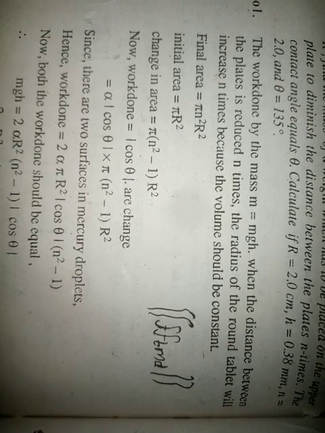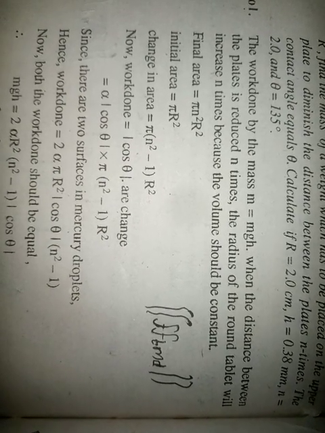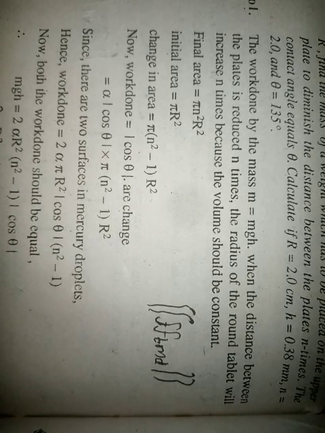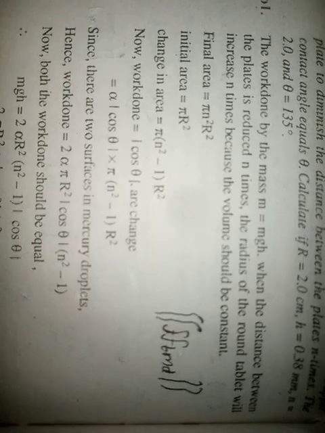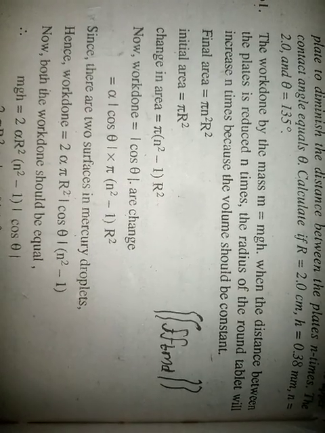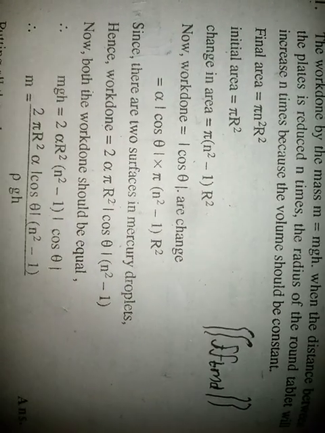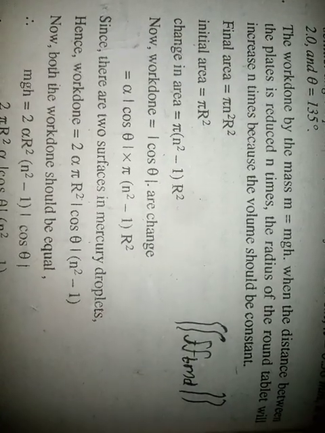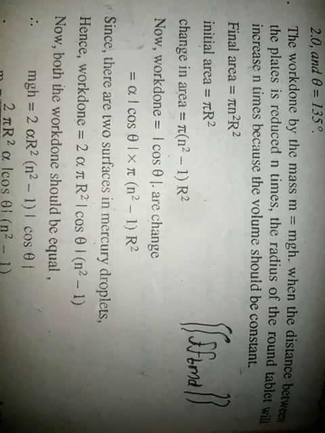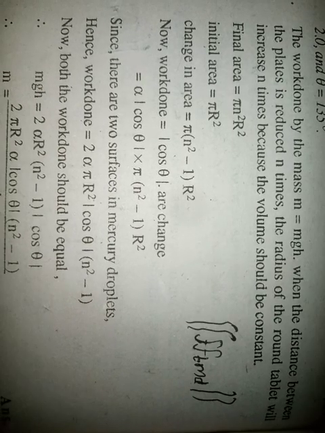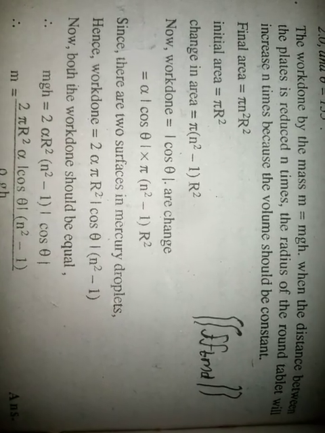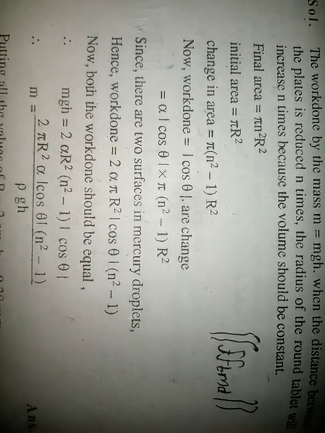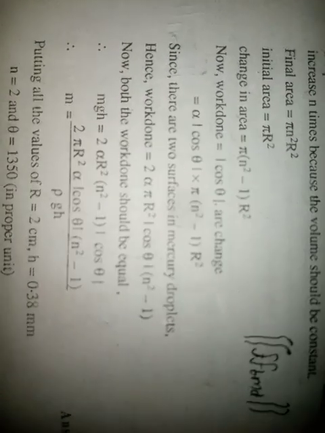Solution. The work done by the mass m equals mgh. When the distance between the plates is reduced n times, the radius of the round tablet will increase n times, because the volume should be constant. Final area pi n squared r squared. Initial area pi r squared. Change in area pi (n squared minus 1) r squared. Now the work done.